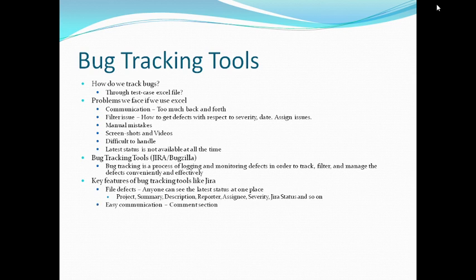Easy communication. So with bug tracking tools, communication becomes easy because there is a comment section in all the defects. So when QA files a bug, and if a developer wants to give some particular comment or discuss something, they can write a comment. As soon as they write a comment, QA will get an email that the developer has written a comment. So the QA will open the email and open that bug which is mentioned in that email, and they can reply back to that comment.